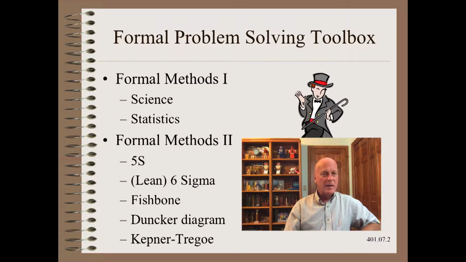In the last module, we discussed science and statistics. In this module, we introduce formal methods that you've probably heard about if not also used, such as 5S and 6 Sigma. We also cover a few other methods that are maybe not as well known, but still quite useful in certain applications. These are the Fishbone Diagram, the Duncker Diagram, and Kepner-Tregoe.